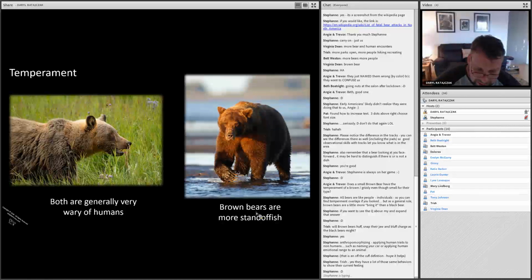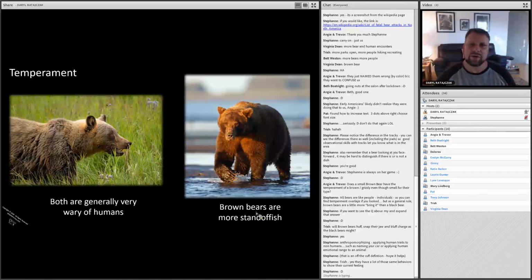Trish says, will brown bears huff, snap their jaw, and bluff charge as black bears might? Yes, very similar behaviors in that regard. And Trish, the best way that I can describe the difference between black bear and grizzly behavior, they will do similar reactions, but I always describe the brown bear or the grizzly as having a much shorter fuse than a black bear. And so they might pop their jaw and huff, but then they're a lot quicker to do some of the more aggressive behaviors, whether it's a bluff charge or the ground swatting.